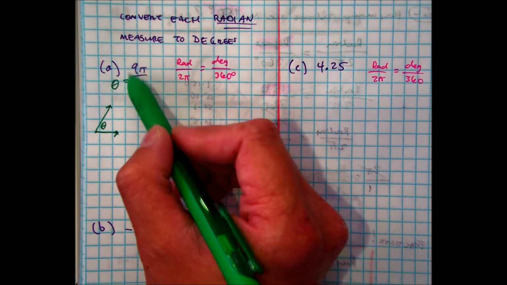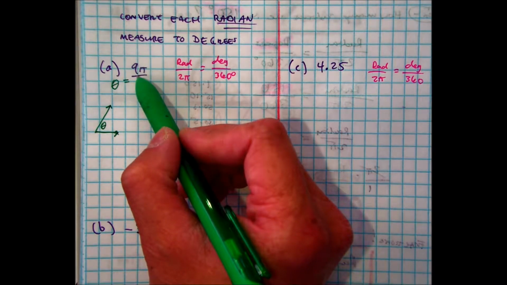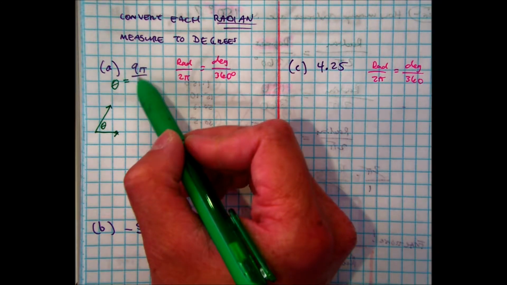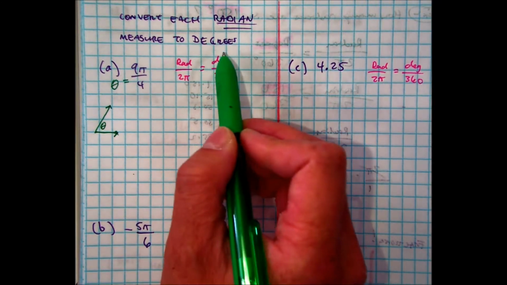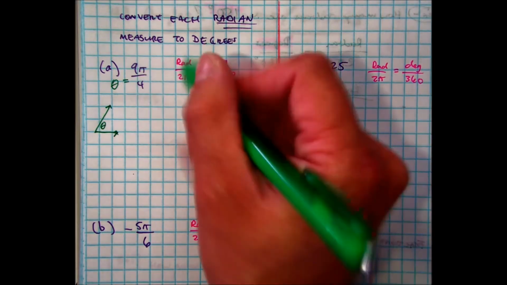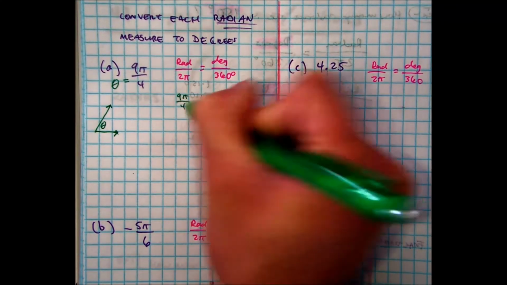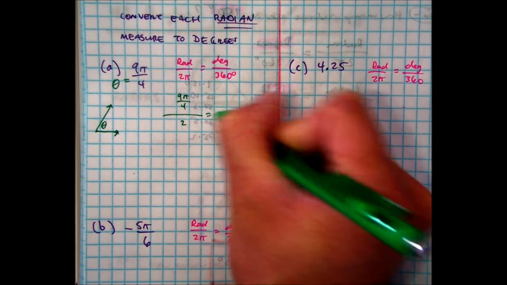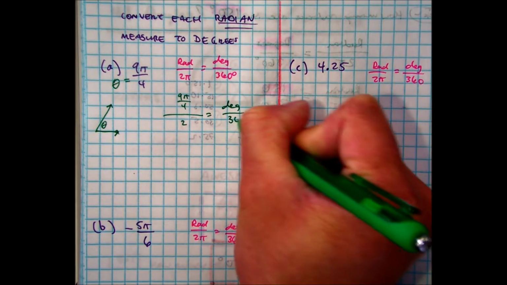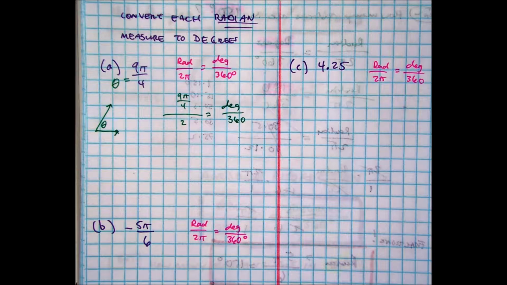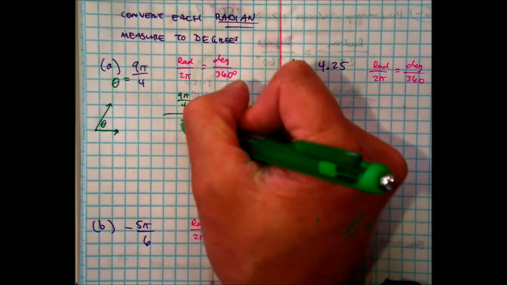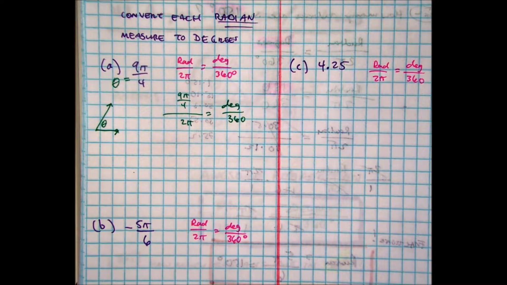So a whole circle is 2 pi, so this is more than 2 pi, so our degrees is going to be more than 360. So I'm going to put my radians, 9 pi over 4 divided by 2 pi, equals degrees over 360. Raise your hand if you did that so far. Is it 2 pi? There it is. Okay, you can do a couple of things right here.